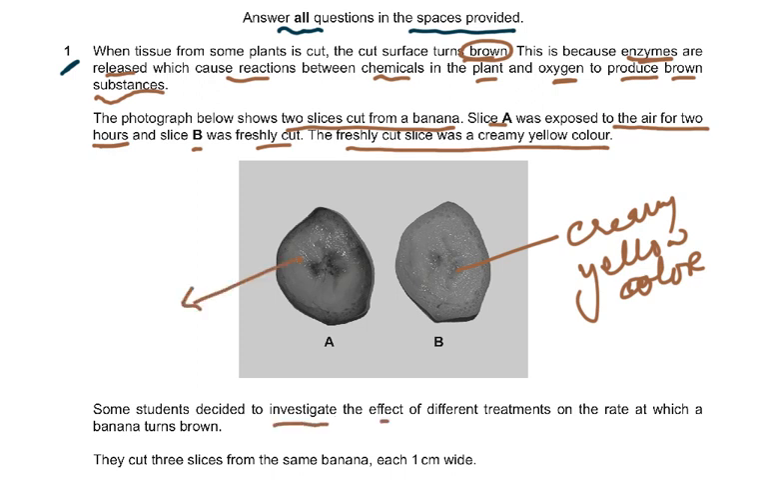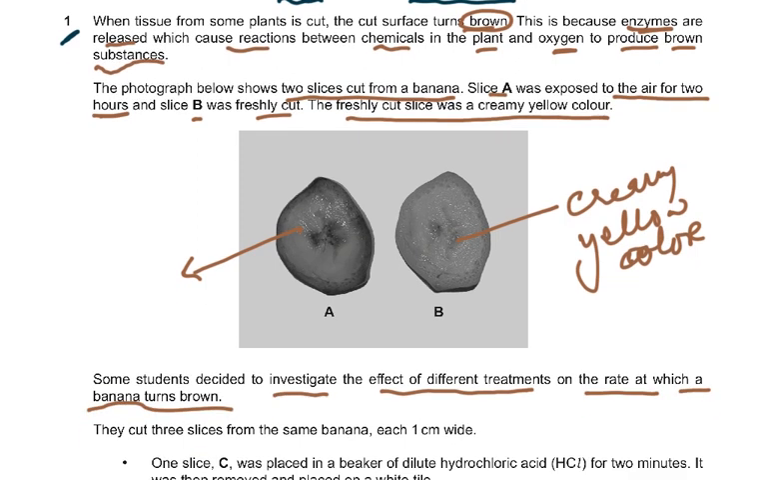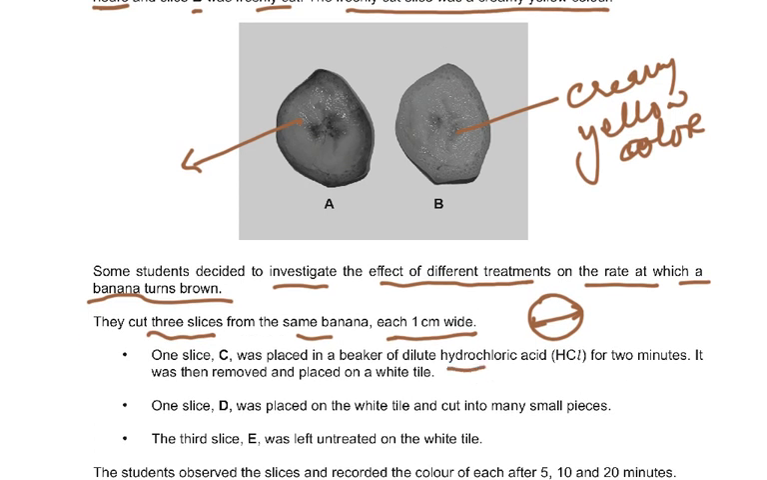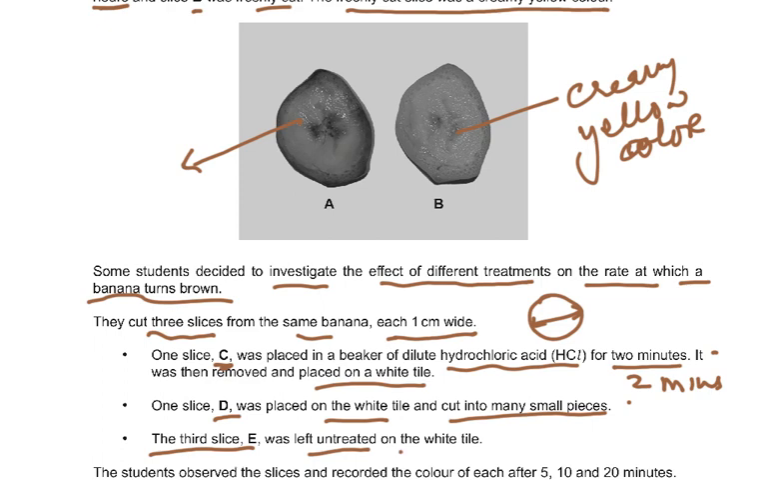Some students decided to investigate the effect of different treatments on the rate at which a banana turns brown. They cut 3 slices from the same banana, each 1 centimeter wide. Slice C was placed in a beaker of dilute HCl for 2 minutes. It was then removed and placed on a white tile. Slice D was placed on the white tile and cut into many small pieces. The third slice E was left untreated on the white tile.